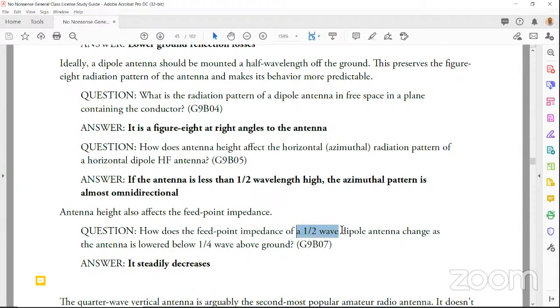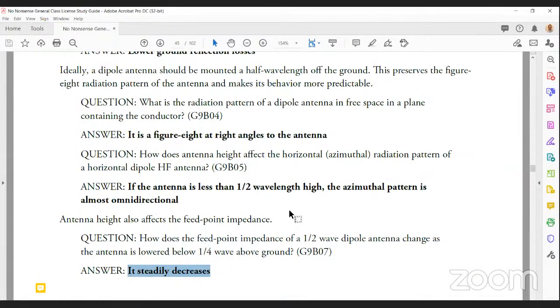But of a half-wave dipole antenna as it is lowered below quarter wave above the ground? In other words, you're limboing below quarter wave. The distance of that antenna above ground will be lower than quarter wavelength. And we learned last class that when we do that, the feed point impedance, what does it do? Does it increase? No, it decreases steadily as we limbo down, as we go lower. As you go lower, that impedance decreases.